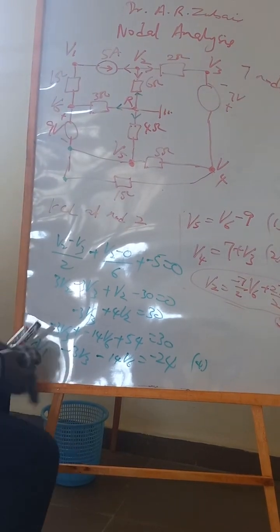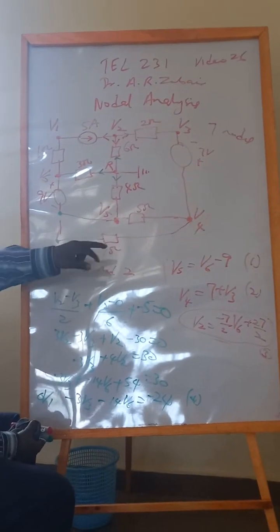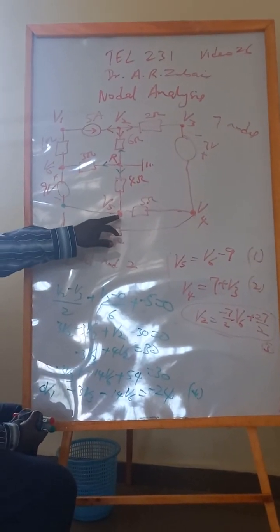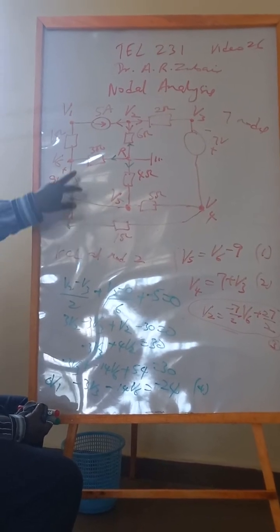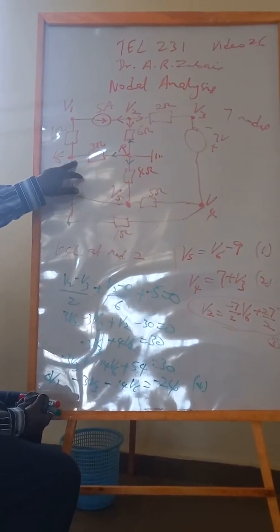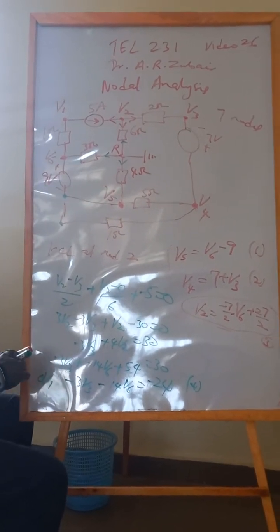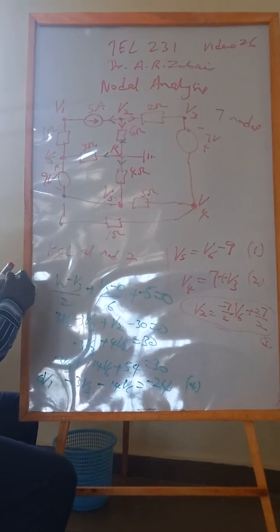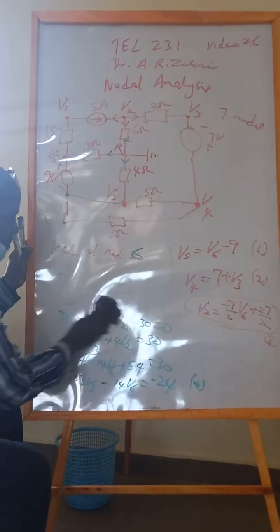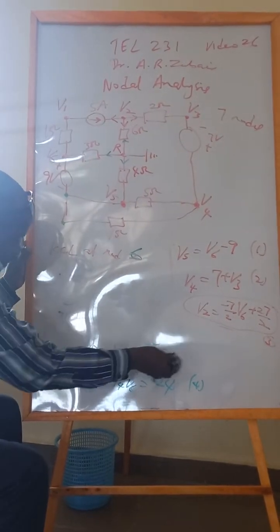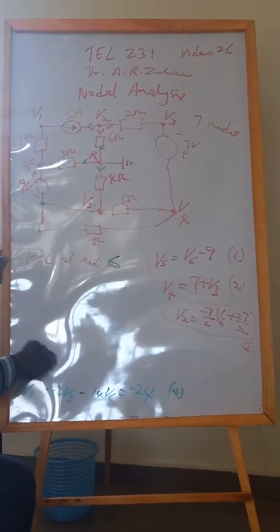Now, let me go for another node. Let me choose this node, node 6. Let me clean this. Let me still retain these equations there, even though we are breaking it down. Let me retain it on our board.